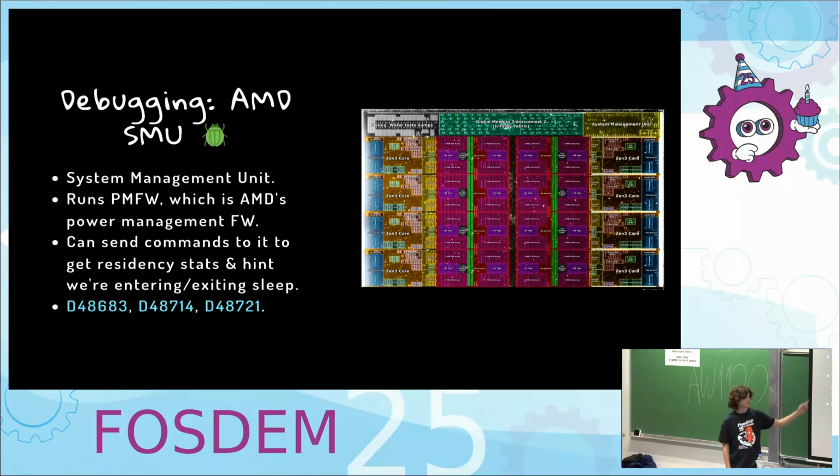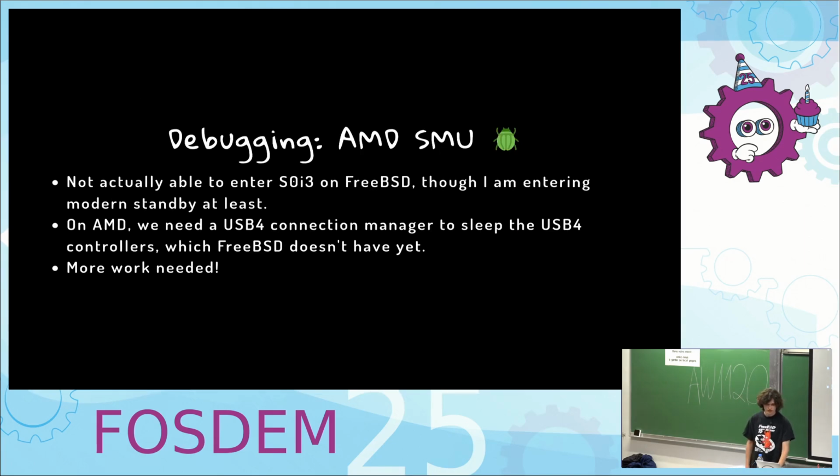But on AMD, you have something called the SMU, which is a small part of the chip. And it runs this power management firmware. And you can send commands to it to ask it, oh, have I gone into S0ix or not? So that's that. For now, S0ix, we can't really enter it. There's a bit of a prerequisite for this, which is writing a USB 4 connection manager, which I'm looking into, but we'll see when that gets done. Either way, there's still quite a bit more work needed.